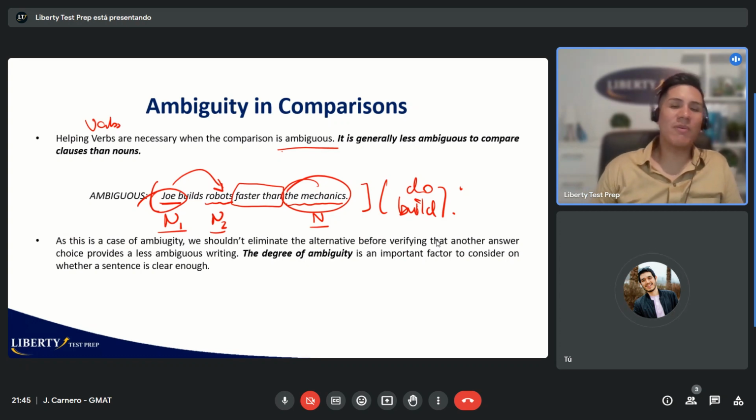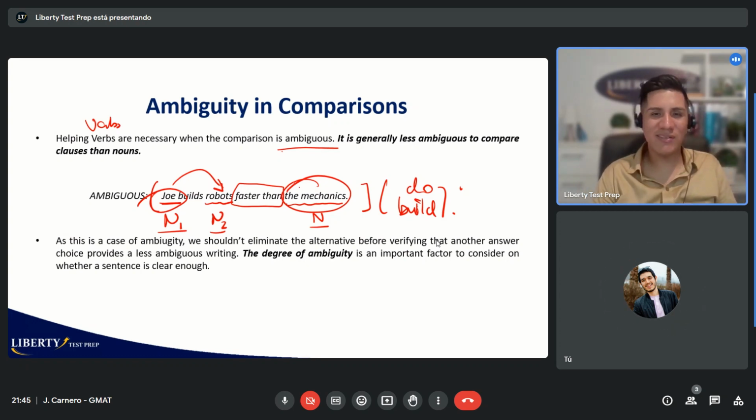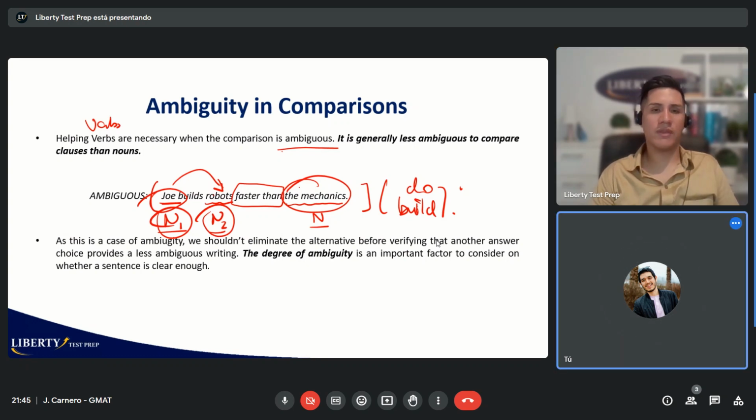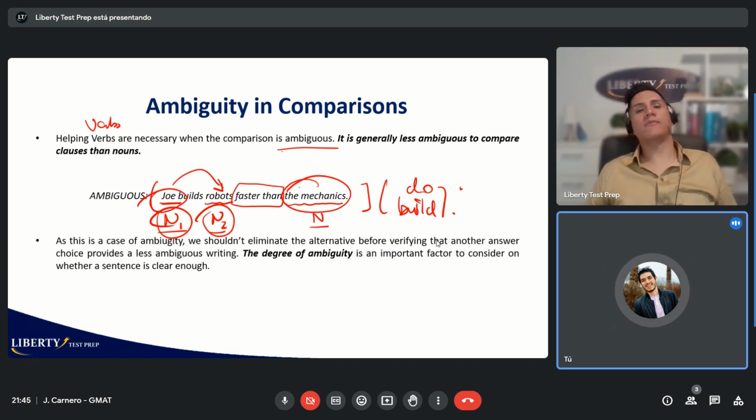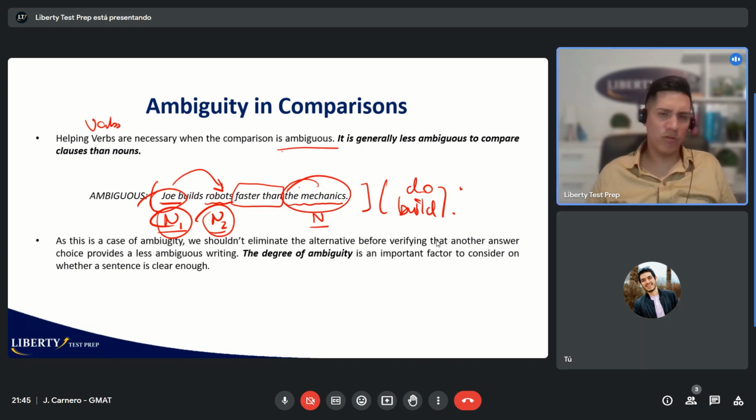Some people start just thinking about this too much and say, but the mechanics cannot be compared to robots. It doesn't matter. I mean, because at the end we can compare mechanics to robots. What we want to do is, if you have more nouns on the left, then that's going to be ambiguous. It's not about the meaning too much. It's more about the number of nouns. And it's also when there is only faster than as the marker? No, it's for any marker.